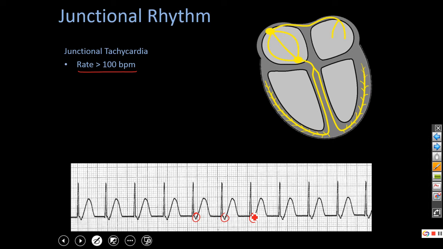And that concludes our lesson on junctional rhythm.